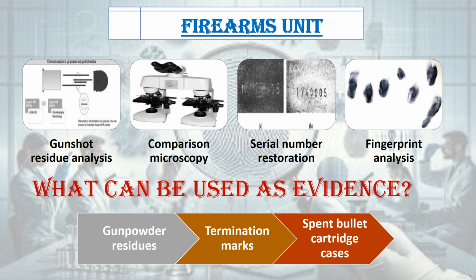Serial number restoration uses forensic scientific methods to recover a manufacturer's identifier that has been erased. Fingerprint analysis looks for fingerprints on weapons and cartridges. What can be used as evidence? Gunpowder residues can help identify the shooter or the location where a firearm was used. Termination marks can help identify the location or trajectory of the projectile.